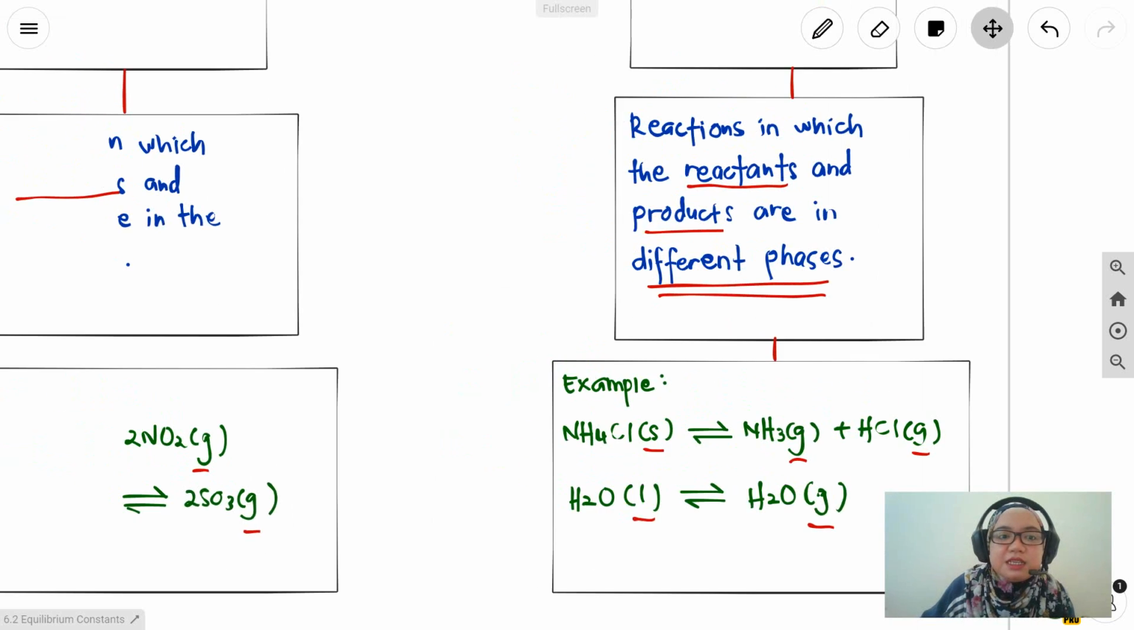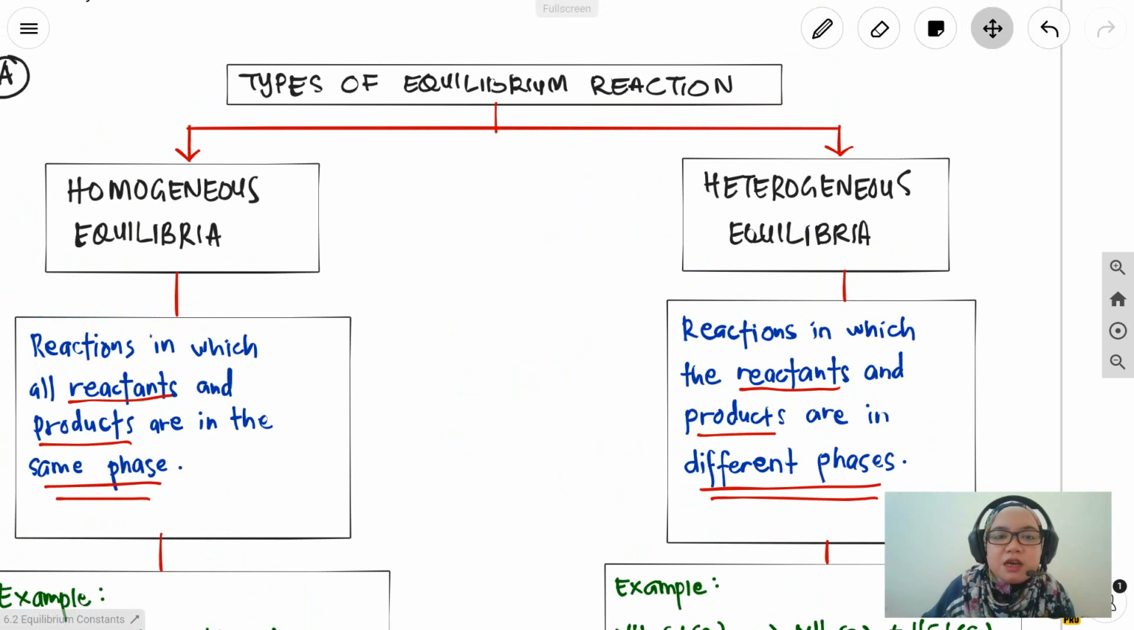So that is the types of equilibrium reaction, homogeneous and heterogeneous. Remember, homogeneous is the reaction where all reactants and products are in the same phase. However, heterogeneous equilibria is the reaction in which the reactants and products are in different phases, which means that they can exist in more than one phase.